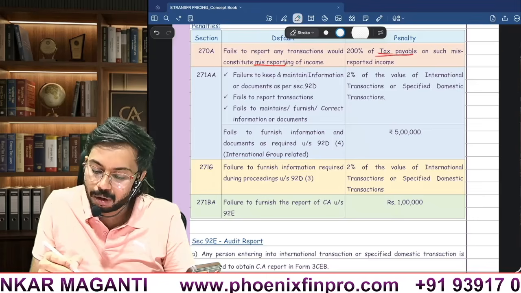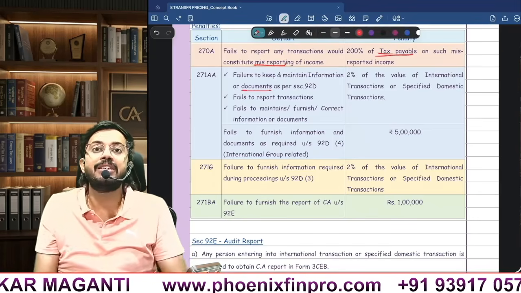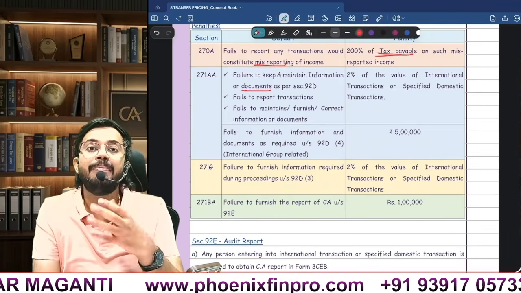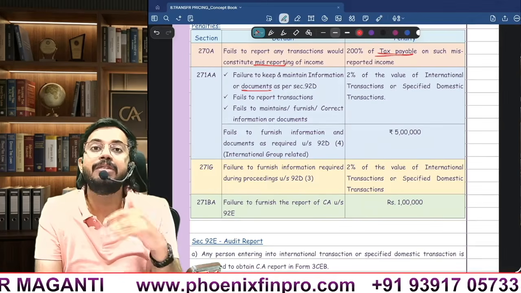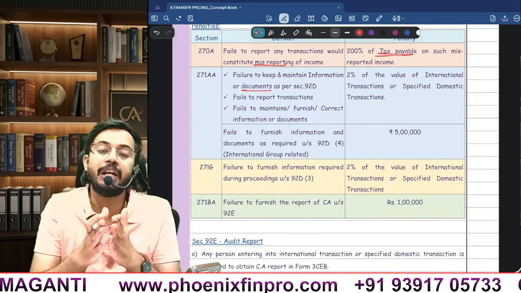Next, failure to keep and maintain information or documents. I have discussed in earlier classes also, you need to maintain the information. What is the basis for calculation of arm's length price? Which method you have followed? What is the base data? All these documentation, books and records you have to maintain.